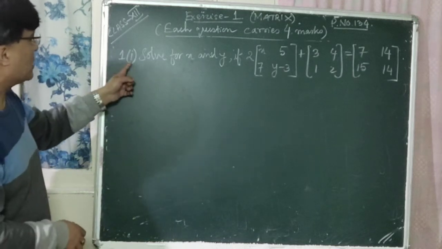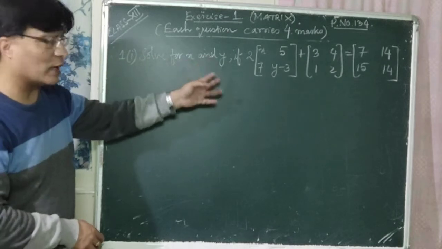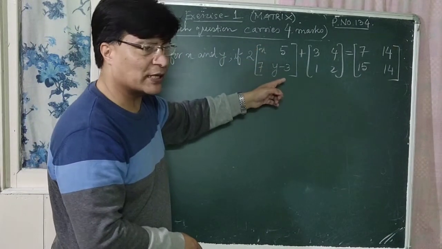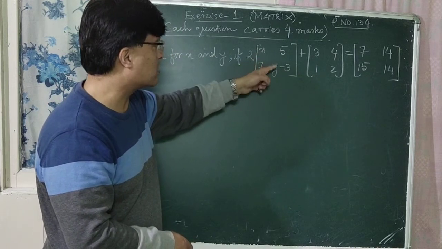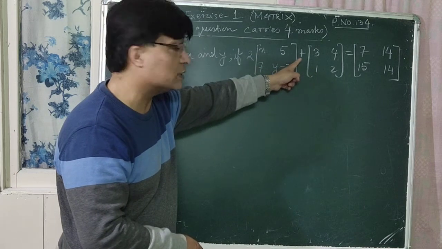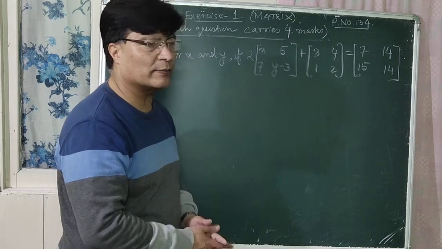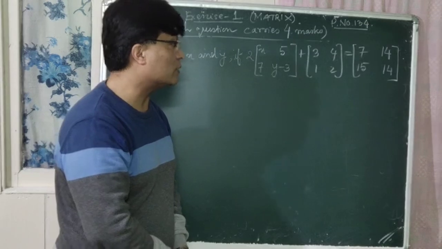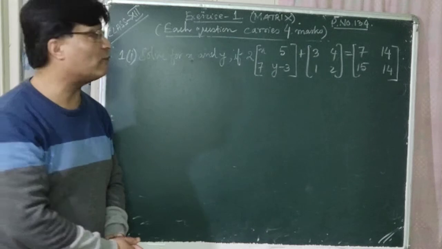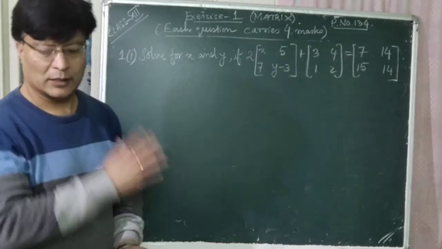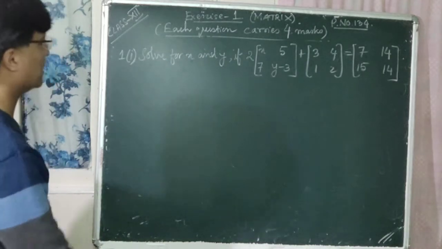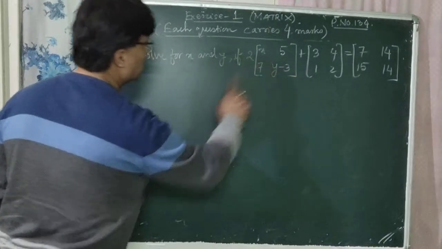So question number 1 of 1. Solve for x and y. If 2, now this is the matrix sign, square bracket is the matrix sign. This is the second order matrix. It is x 5 7 y minus 3 plus this is also the second order matrix, that is 3 4 1 2 is equal to, on the right hand side also a second order matrix is given, that is 7 14 15 and 14. So let us solve this equation to get the values of x and y. Okay, so this is the given part.